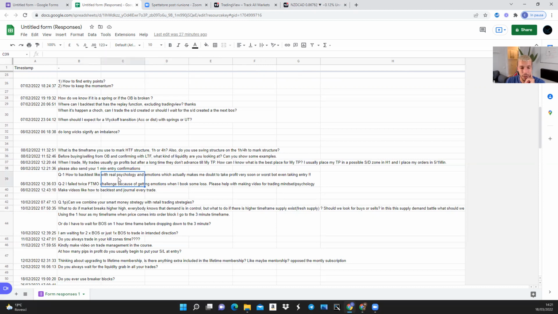How to backtest with real psychology. Unfortunately, backtesting is really helpful because you improve a lot by seeing past market conditions, but the psychology is not there. The psychology part in backtesting is not really present, and that's the bad part of backtesting. But backtesting is a way to improve. Psychology, you will just learn it by trading on the real market. It failed twice FTMO challenge because of emotions. I'm planning to open up a psychology section very soon.